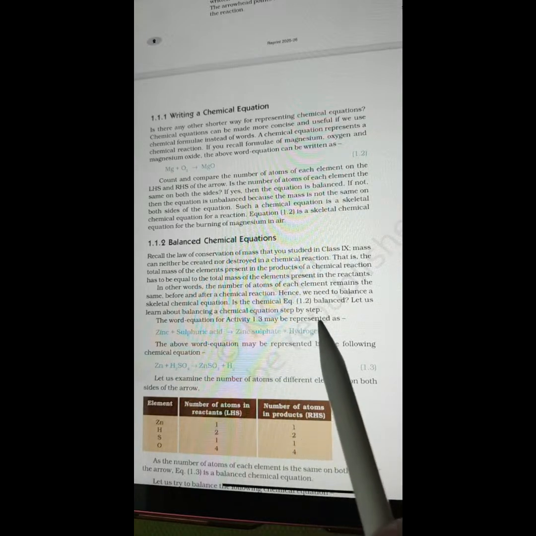The word equation for activity 1.3 may be represented as zinc plus sulfuric acid will give you zinc sulfate plus hydrogen.